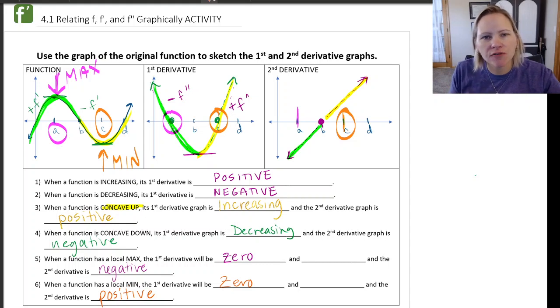So when we justify that we have a max or a min, it's not enough to say that the first derivative is 0, because check it out. It's 0 at both maxes and mins. What you have to do is give a second piece of information.